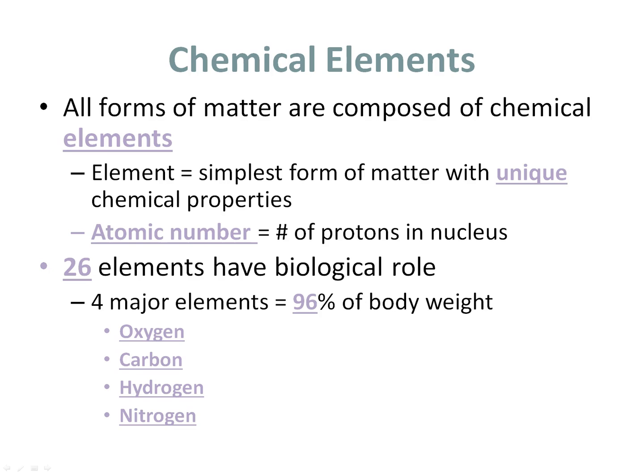Chemical elements are on the periodic table, and all forms of matter are composed of chemical elements. So the element is the simplest form of matter with unique chemical properties. The atomic number is how we denote each element, and that is the number of protons in the nucleus. So every element has an atomic number, and that atomic number is how many protons are in the nucleus. 26 elements have a biological role, with 4 major elements making up about 96% of our body weight. Those 4 major elements, which you should definitely know, are oxygen, carbon, hydrogen, and nitrogen.